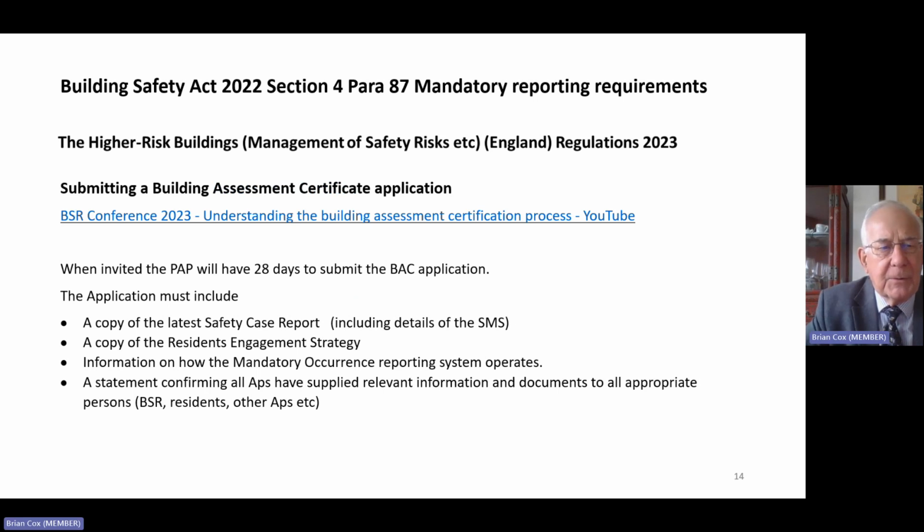So mandatory reporting requirements are part of the requirements of the building assessment certificate application. And just to give you a summary of what is needed for that certificate application, you need to submit a copy of the latest safety case report, which will include details of the safety management system, a copy of the resident engagement strategy, information on how the mandatory occurrence reporting system operates, and a statement confirming that everybody's been given the correct information and documents as appropriate.